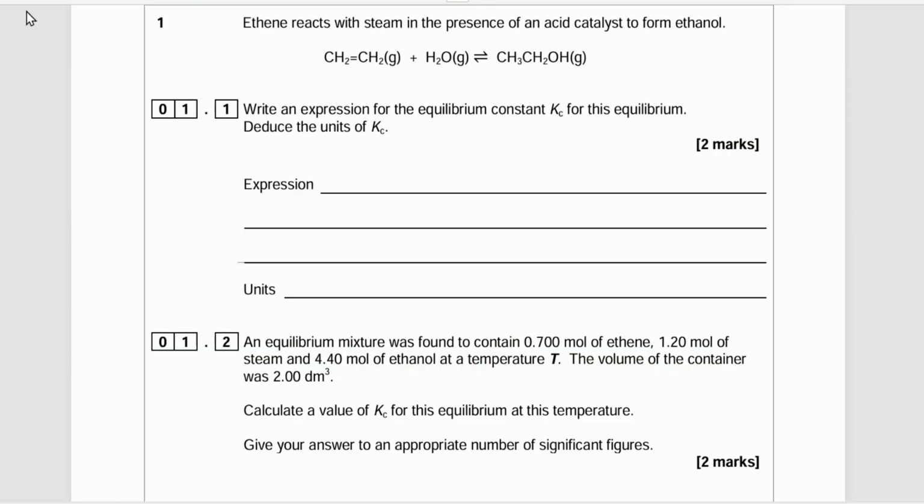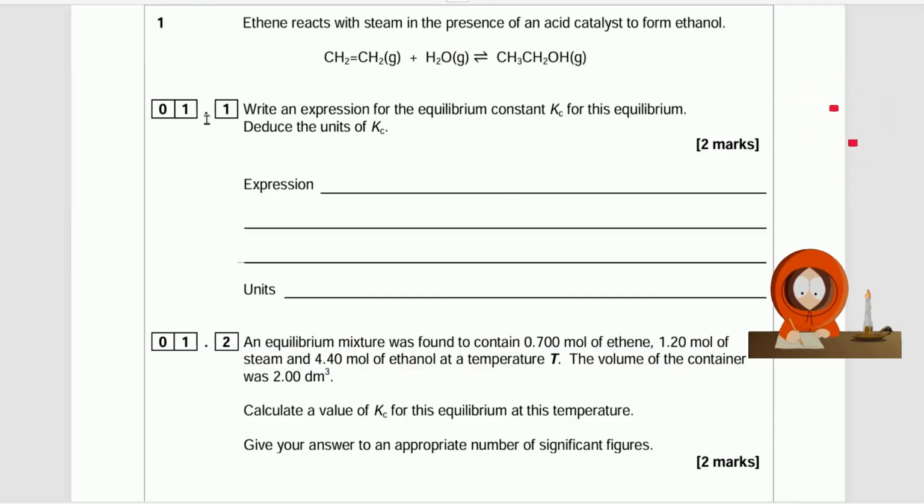Let's go. Ethene reacts with steam in the presence of an acid catalyst to form ethanol. We've got an equation here where we've got an ethene molecule in a gaseous state plus water in a gaseous state, reversible symbol, and then we have ethanol. Don't forget, once I've read the question, pause the video, have a go on a scrap bit of paper, and then watch the walkthrough. 1.1, write an expression for the equilibrium constant Kc for this equilibrium, deduce the units of Kc, and it's worth 2 marks.